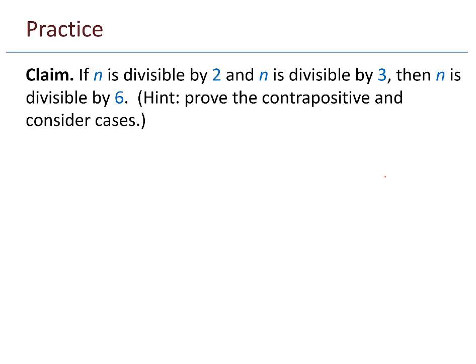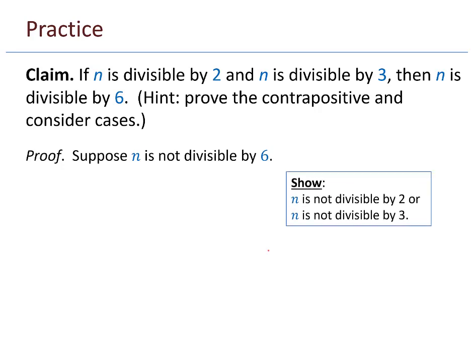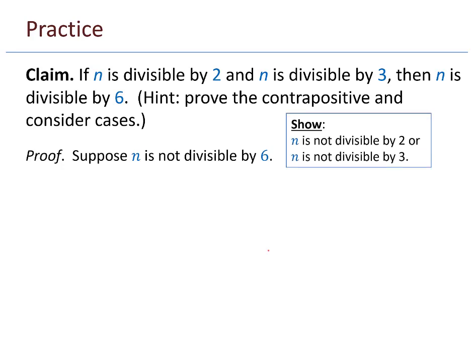Let's give it a try. The hint says prove the contrapositive and consider cases. So let's suppose that n is not divisible by 6. Now, as an aside, you wouldn't write this as part of your official proof, but what are you trying to prove? We need to show that n is not divisible by 2, or n is not divisible by 3.